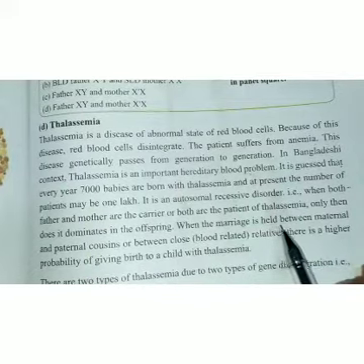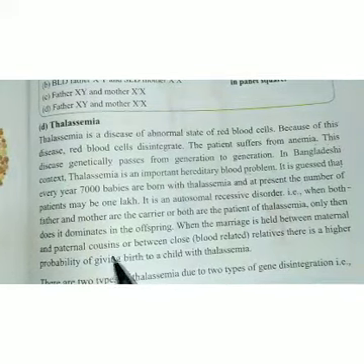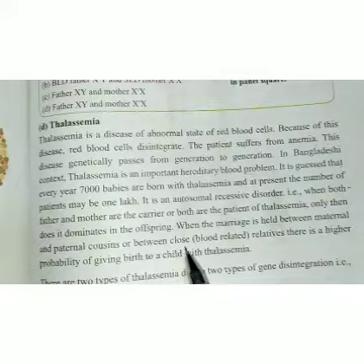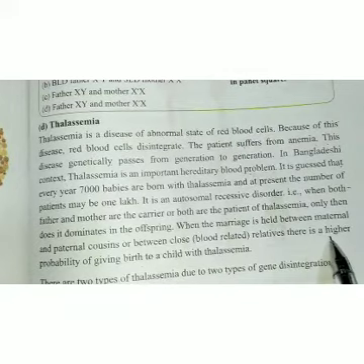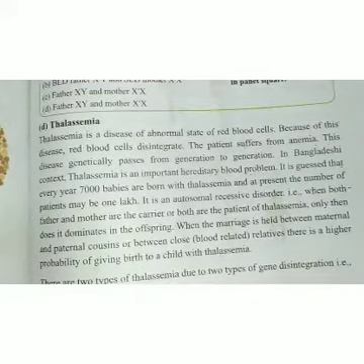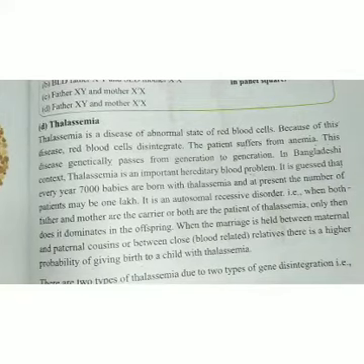When the marriage is held between maternal and paternal cousins or between close relatives, there is a higher possibility of giving birth to a child with thalassemia.